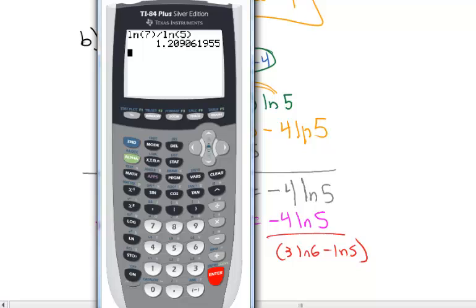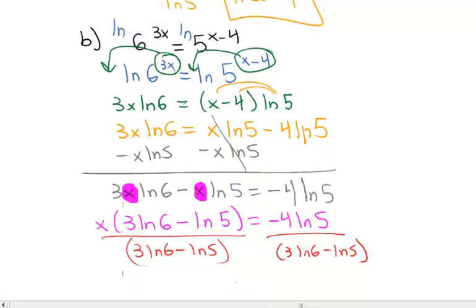So to type this in the calculator, negative 4 natural log of 5, close the log parentheses. Then when we divide, we need to put the entire denominator in parentheses. 3 natural log of 6, close the parentheses on the natural log, minus the natural log of 5, close the parentheses on the natural log, close the parentheses on the denominator, hit enter, and we finally have our solution, negative 1.71. That is our solution for x.